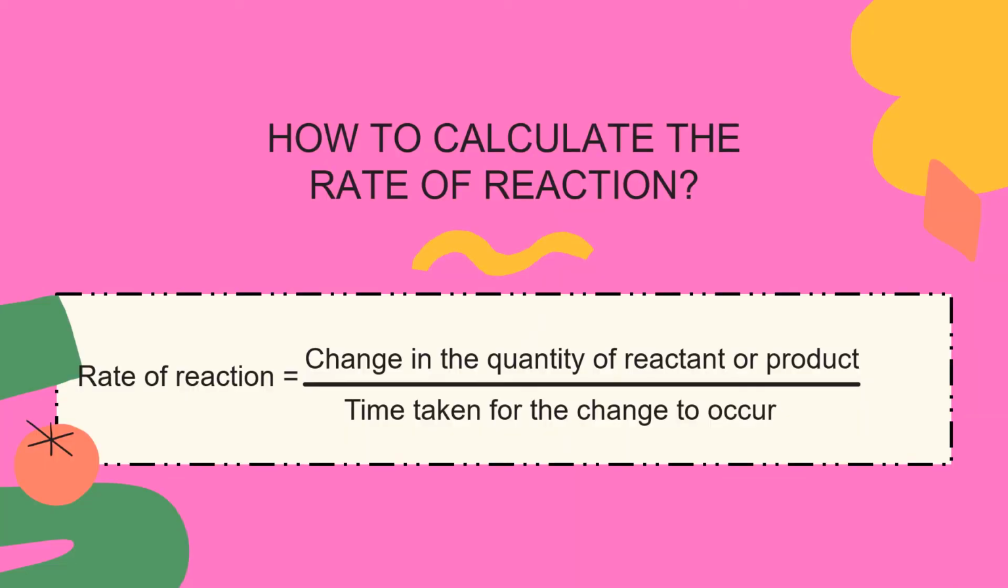Okay, so we use this formula to calculate the rate of reaction. The rate of reaction is equal to the change in the quantity of reactant or product over the time taken for the change to occur. Here, the quantity of reactant used will decrease, whereas the quantity of product will increase over time.